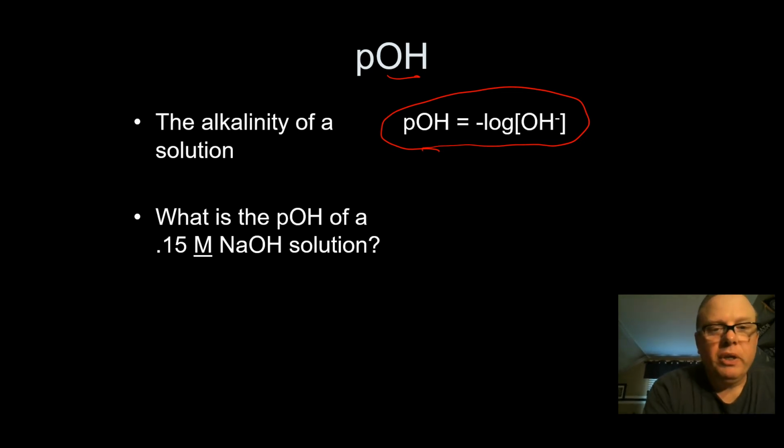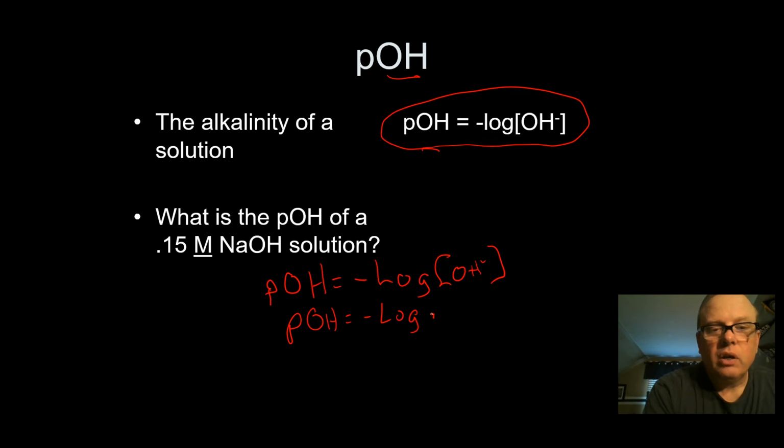So what is the pOH of a 0.15 molarity sodium hydroxide solution? pOH is equal to the negative log of the hydroxide. So pOH is equal to the negative log of 0.15, and I'm going to use square brackets for molarity again.